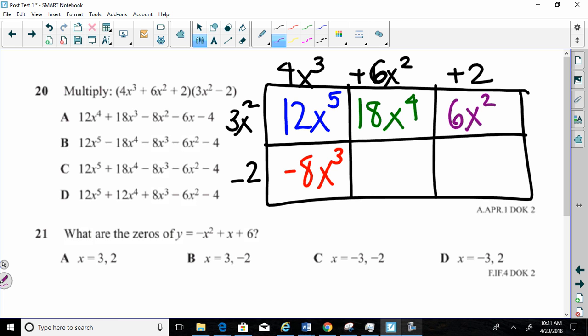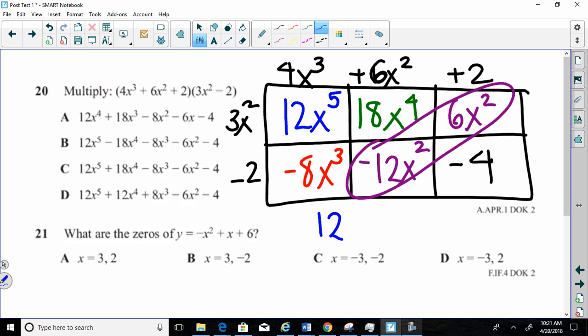Can you please focus? 6x squared times -2. -12x squared. And then the last one's 2 times -2. 2 times -2, -4. Then I just combine my like terms. And I color coded it for you already, so the only 2 you can combine are which 2? -12.